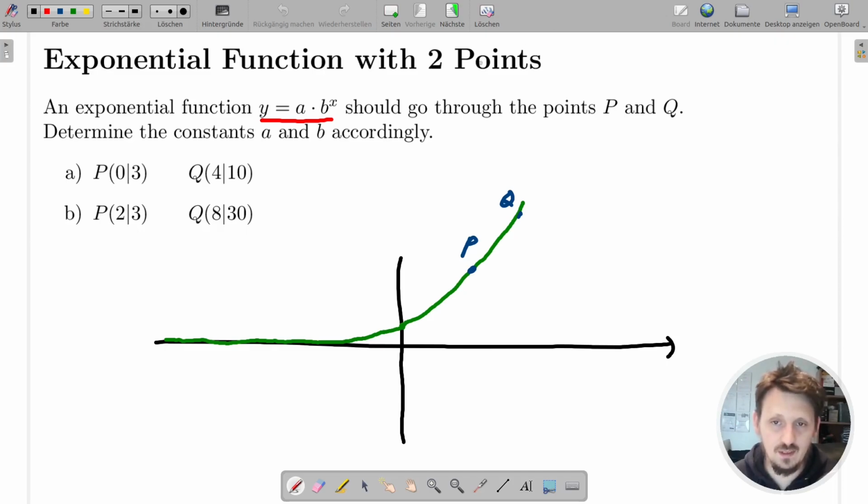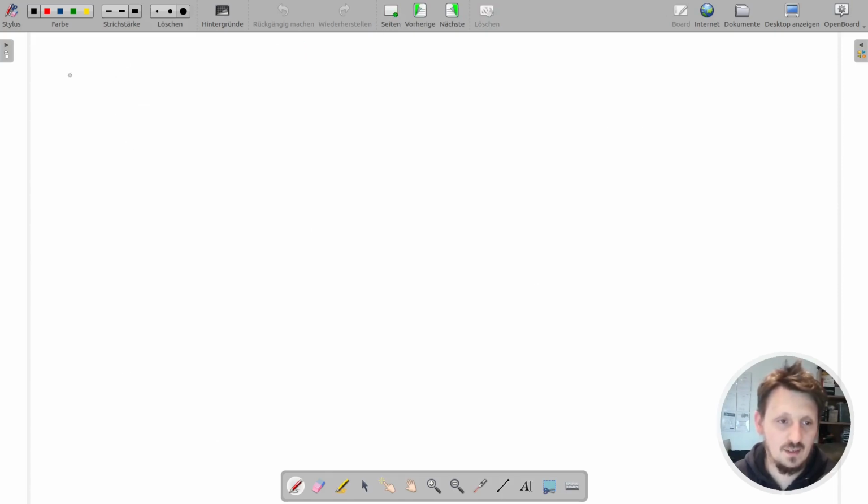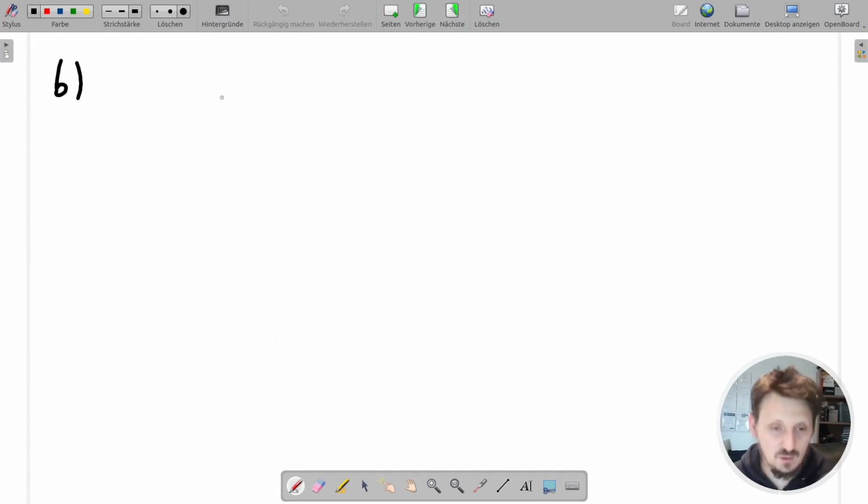Okay, this is one thing, and now I would like to go to part B. So this was easy, as I said. Now part B is a little bit more tricky. What we have to do now is write down 2 equations, a system of equations which we have to solve. And we do it in the same way as we have done it in part A.